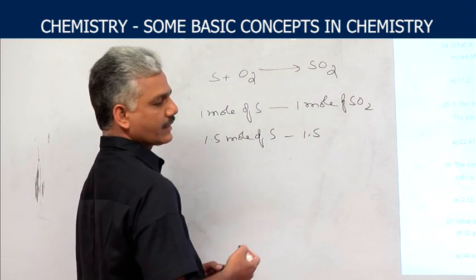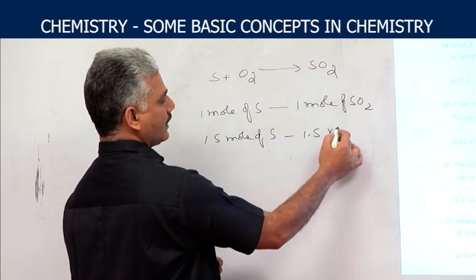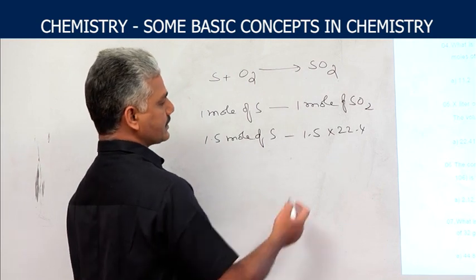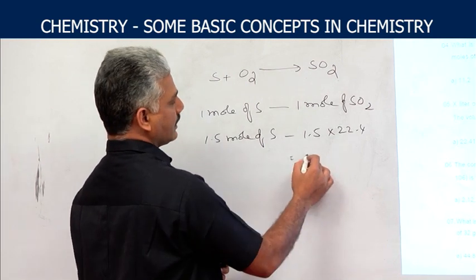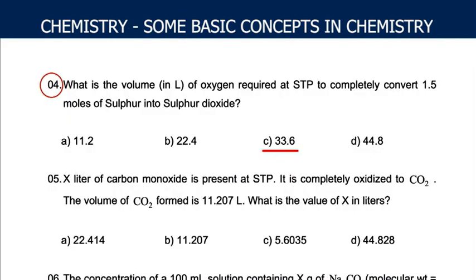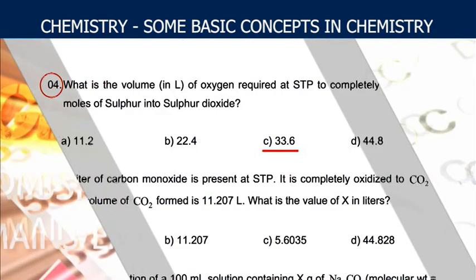1.5 moles only. Now, convert these moles into volume by multiplying with 22.4 liters. So, that comes out to 33.6. So, the correct option for this problem is C.